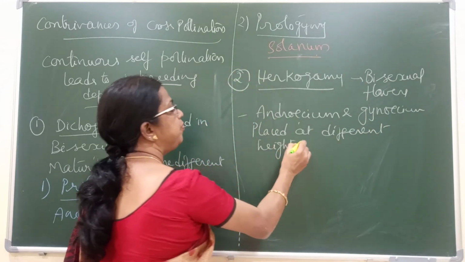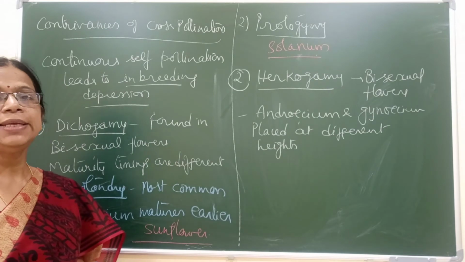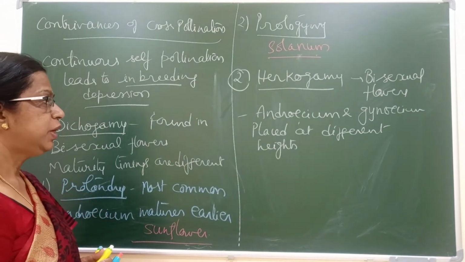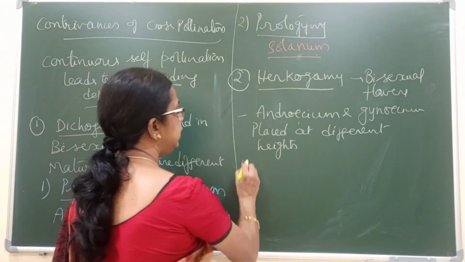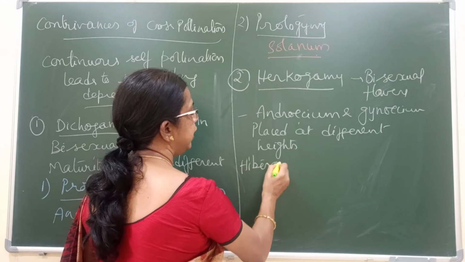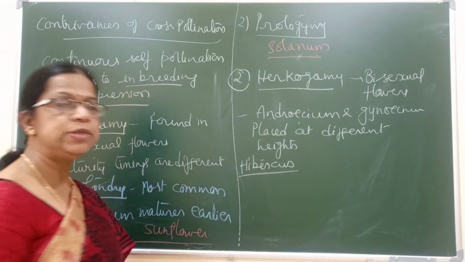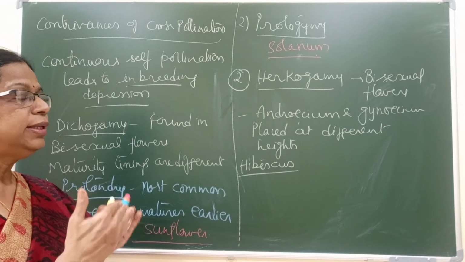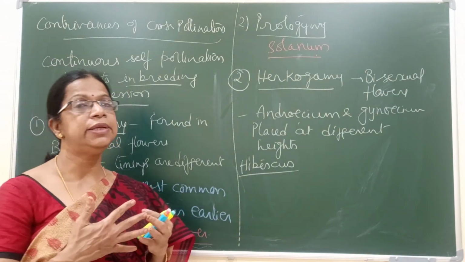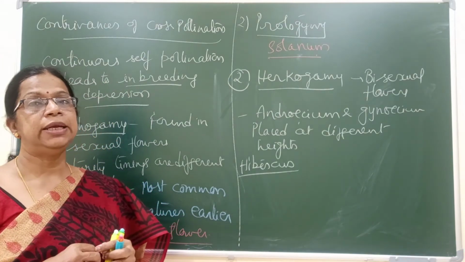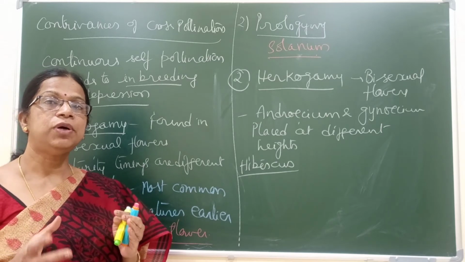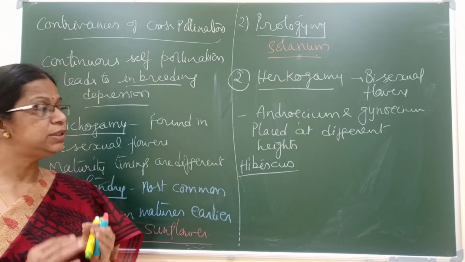Androecium and gynoecium may be placed at different heights. For example, in hibiscus, their heights or positions may be different. In that way, a physical barrier is created, so the pollen of the same flower will not be able to reach the stigma.